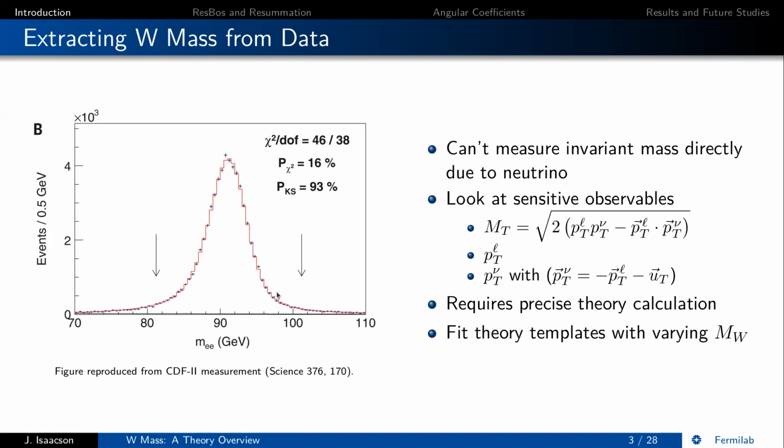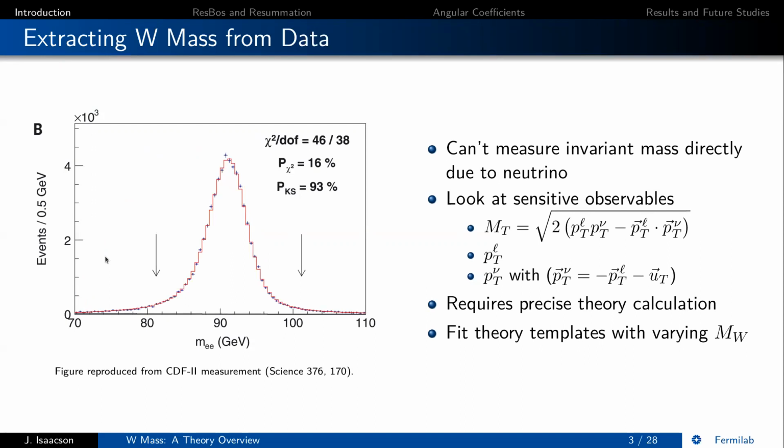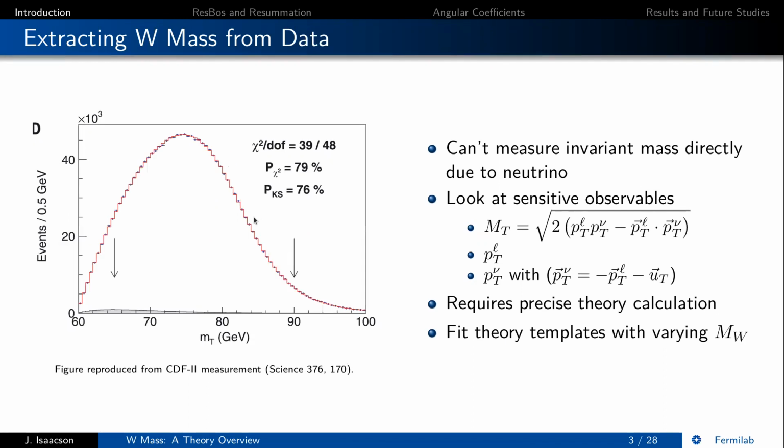However, with the W, the most sensitive channel is the leptonic channel, in which you have a neutrino, which you don't measure. So you have to look at other observables, such as the transverse mass distribution, which is given as a relationship between the PT of the lepton and the PT of the neutrino, or the missing PT, whichever you want to call it. Looking at this distribution, you can't say anywhere close to what the W mass was. In the case of the Z, you can eyeball roughly where the peak is and get a rough estimate of the Z mass, but for the W, you can't eyeball it and get the correct W mass.